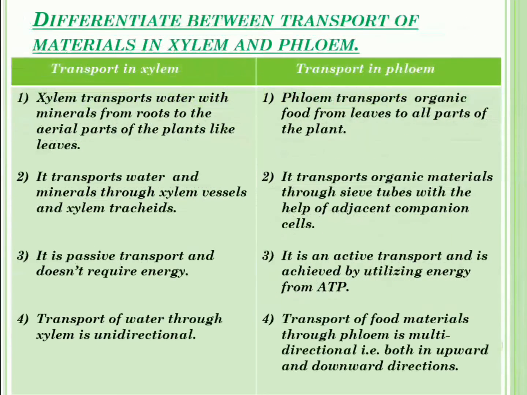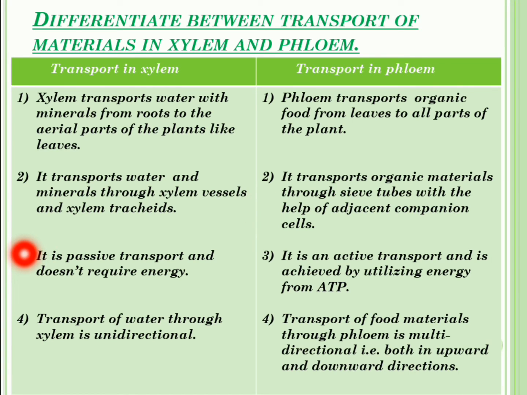Now, let us learn about the major differences between transport of materials in xylem and phloem. Xylem transports water with minerals from roots to the aerial parts of the plant like leaves. Phloem transports organic food from leaves to all parts of the plant. Xylem transports water and minerals through xylem vessels and xylem tracheids. Phloem transports organic materials through sieve tubes with the help of adjacent companion cells.